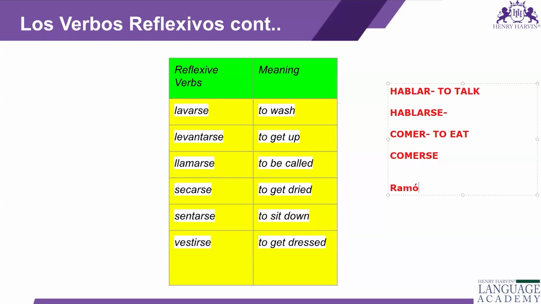Ramón se come las uñas. Ramón eats or bites his nails. Las means the, and what else did you say?